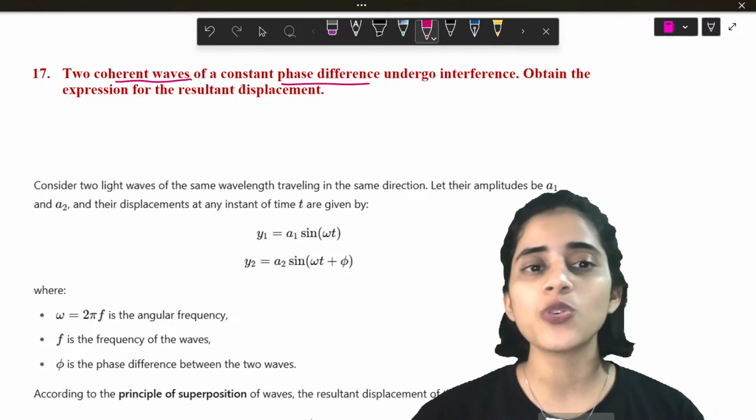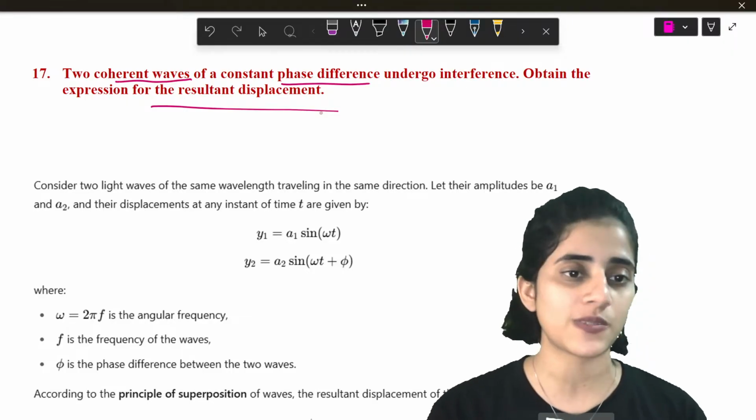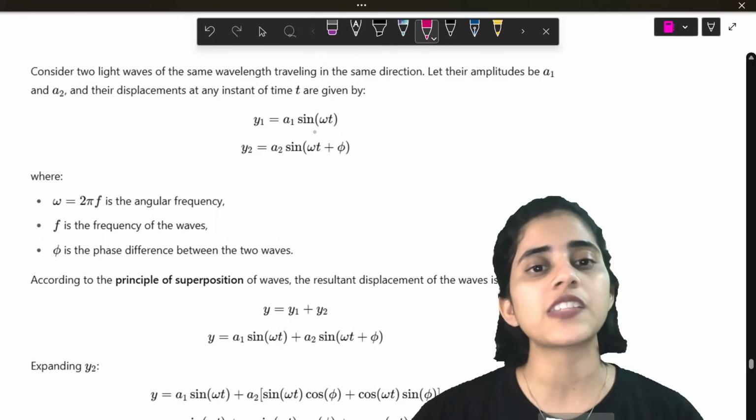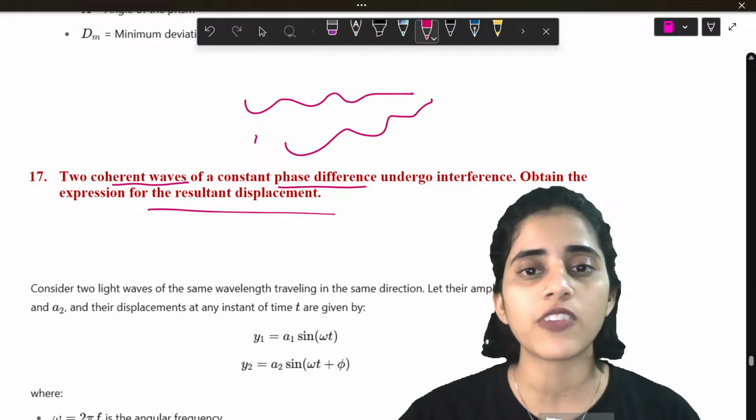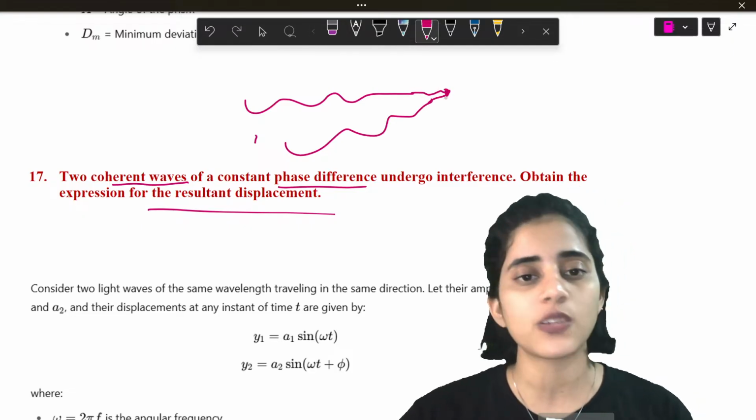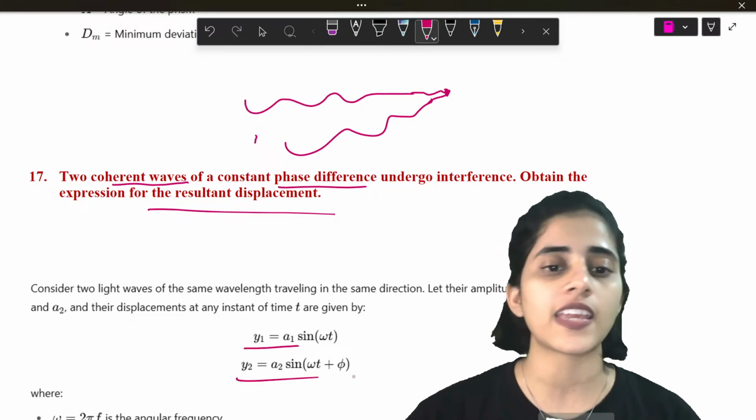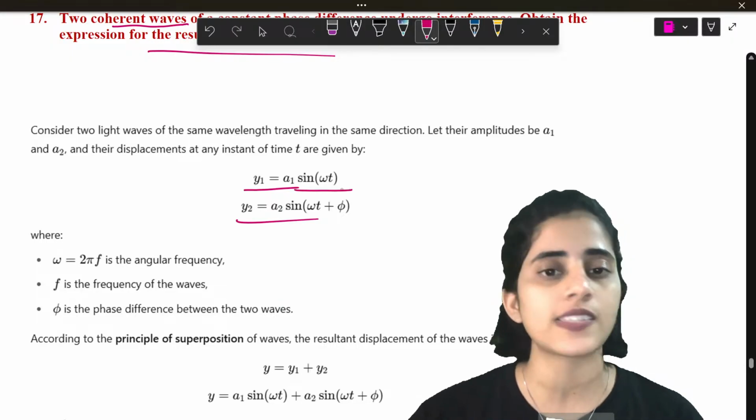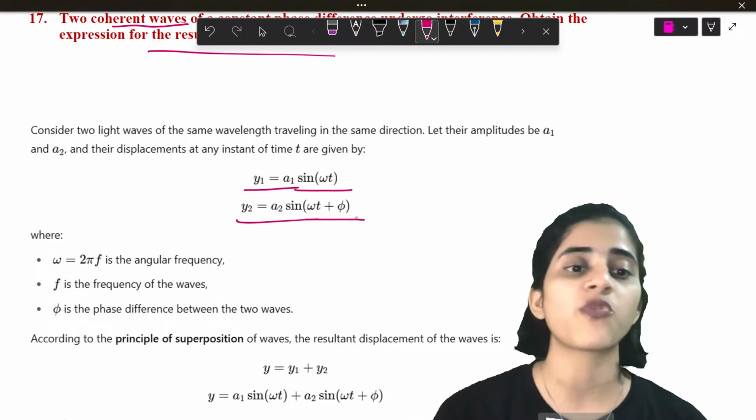Next question. Two coherent waves of a constant phase difference undergo interference. Obtain the expression for the resultant displacement. Okay, how do you do that? First thing you define, what is happening here? You have two coherent waves, they meet together at one point, they interfere. So let the first wave be y1, let the second wave be y2. So y1 I define as a1 sine omega t, y2 I define as a2 sine omega t plus phi.